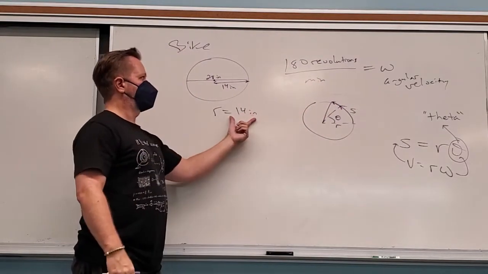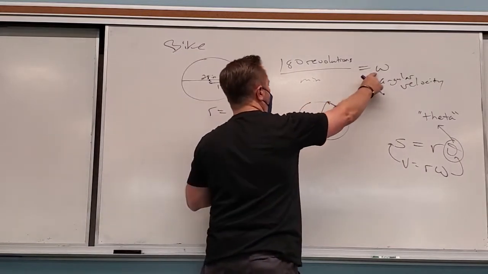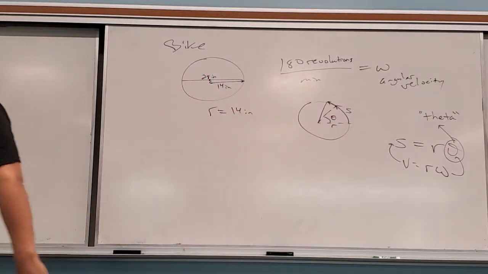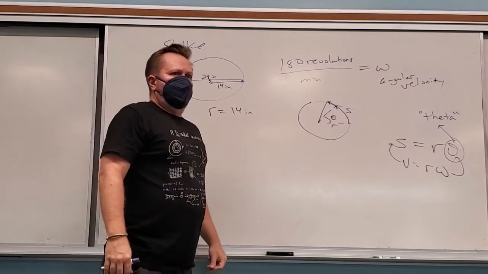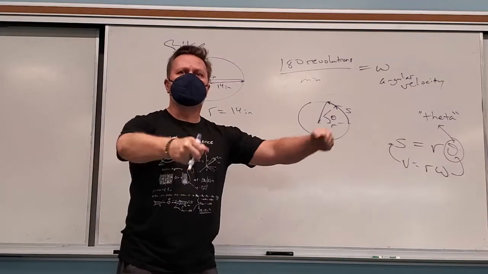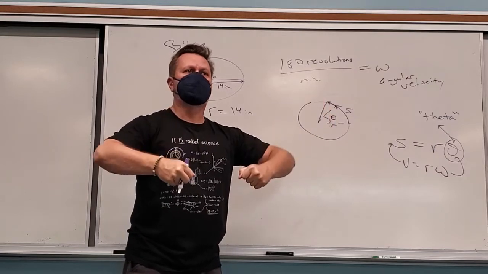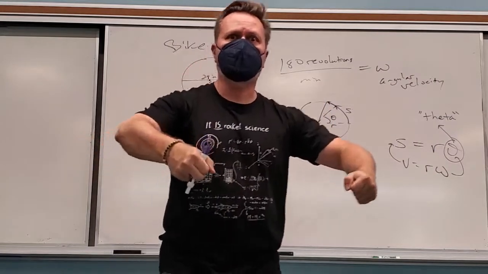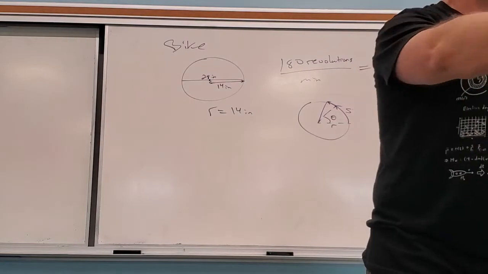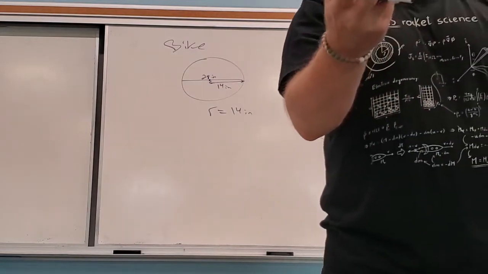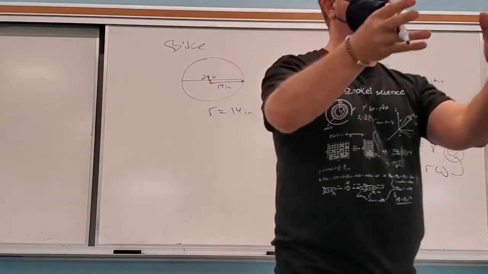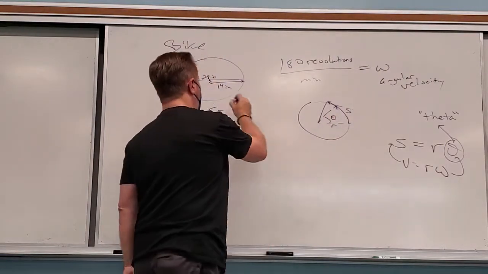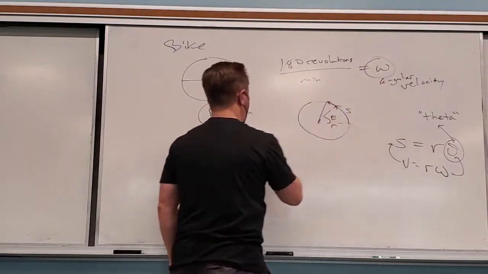So I know R, and I know omega, and what is it they're asking me for? The speed the bike is traveling down the road. What letter would that be? The speed the bike's moving. What variable would that be? How quickly I'm moving. What letter would that be? V, of course, right? Velocity. Do you see an equation that relates what they tell me with what they ask me?